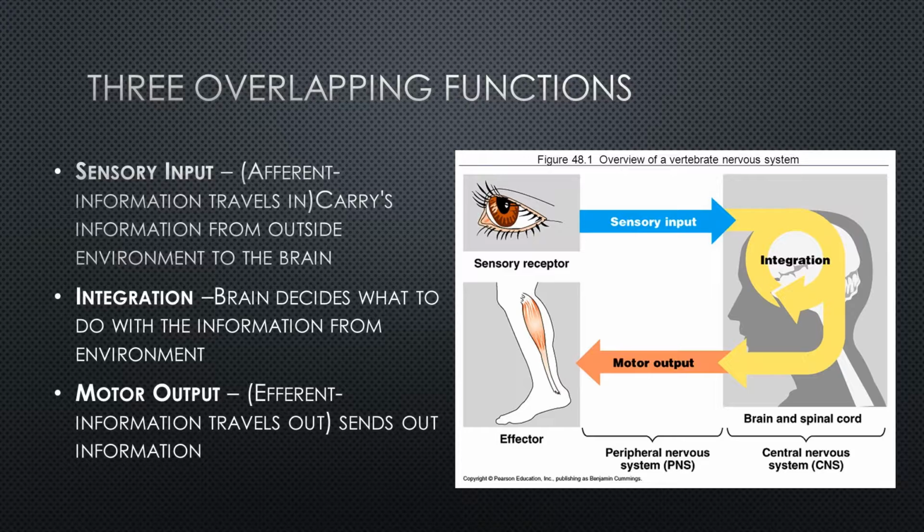Sensory input is when information is carried from the outside environment to the brain. For example, when a person sees a bug, the information gets sent to the brain, and we understand we are seeing a bug. Integration is what the brain decides to do with the information. So when we see the bug, our brain decides whether it needs to respond or not. Motor output is sent away from the brain to the muscles and acts accordingly. If you were scared, you would jump away from the bug.